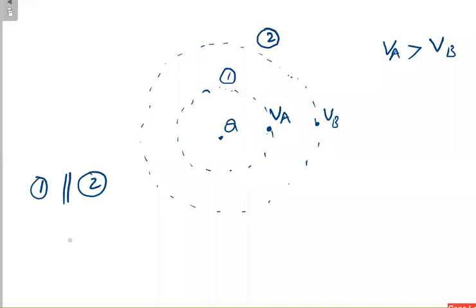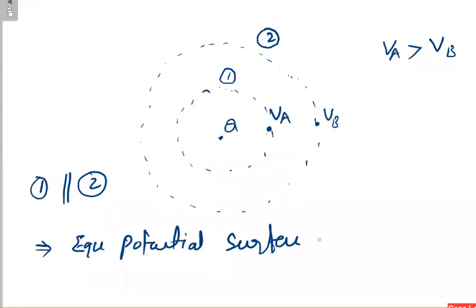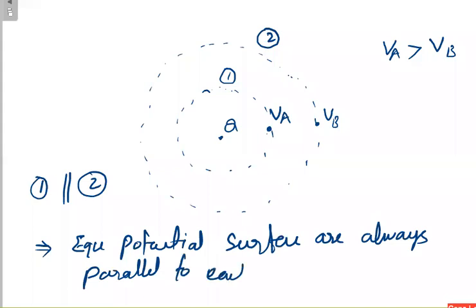That means what is the conclusion? Equipotential surfaces are always parallel to each other. Not only in this case, in any case they are parallel to each other. This is a simple case; I have taken this configuration. In any case, equipotential surfaces are always parallel to each other. You choose some other equipotential surface, still that will be parallel to these surfaces.